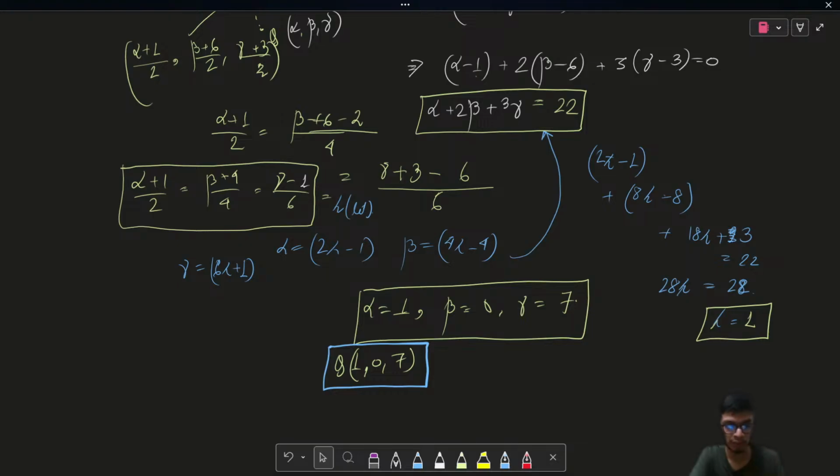Okay, not a difficult problem yet, very simple, straightforward, just a few lines of calculations. That is why I say this chapter of 3D geometry is the easiest chapter, or the easiest portion in mathematics to prepare for, right?